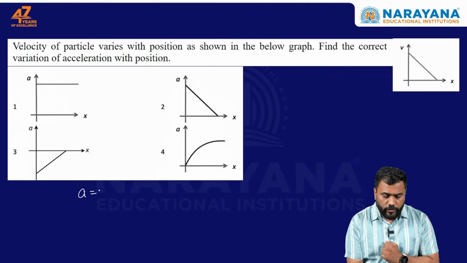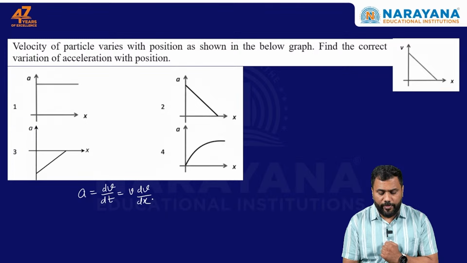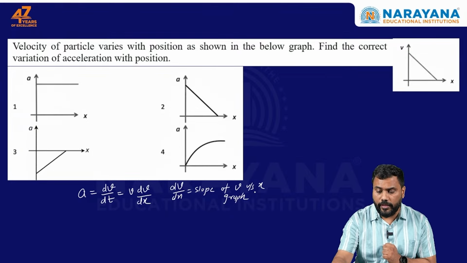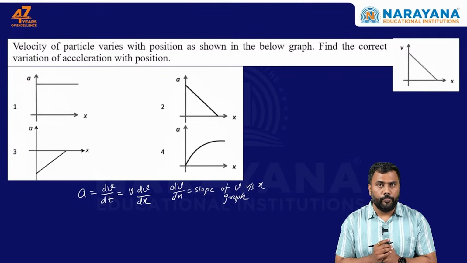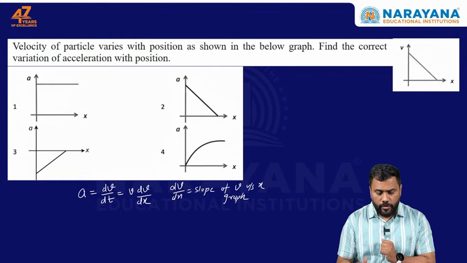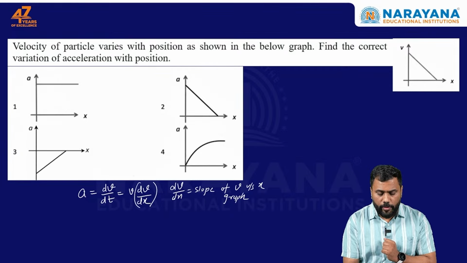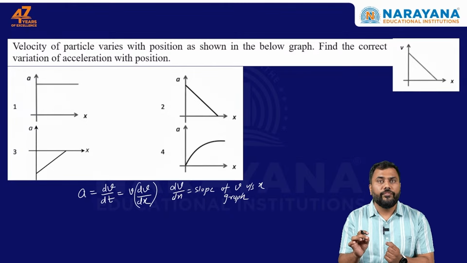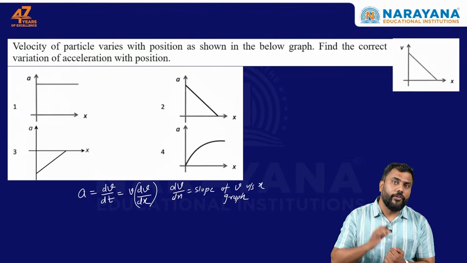For this, we will use the expression that acceleration can be written in terms of velocity as dv by dt, but this can also be replaced as v into dv by dx. Now, dv by dx means the slope of the velocity versus position graph. The velocity versus position graph available to us has a constant and negative slope. Because the slope is constant and negative, v multiplied with a constant negative number will be similar to the velocity position graph, but because of the negative sign in the slope, it will convert to negative acceleration.